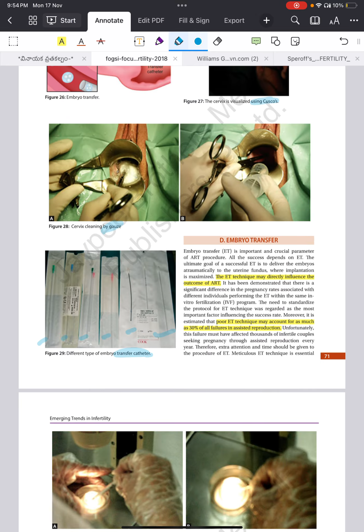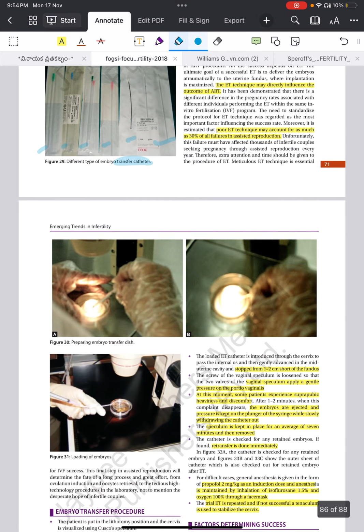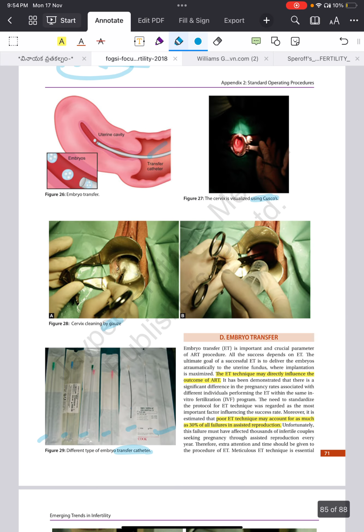So how they do embryo transfer, we'll see. Before seeing embryo transfer, let us see the ICSI procedure, so it will be clarified.